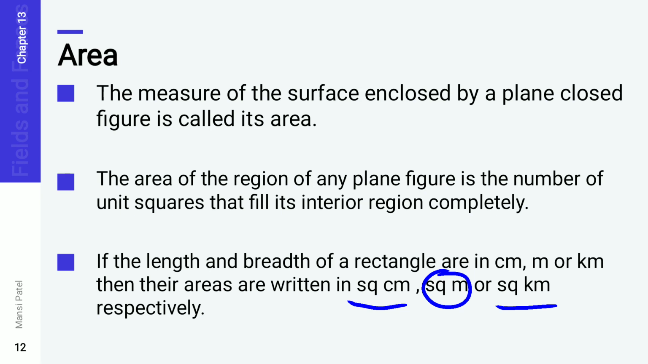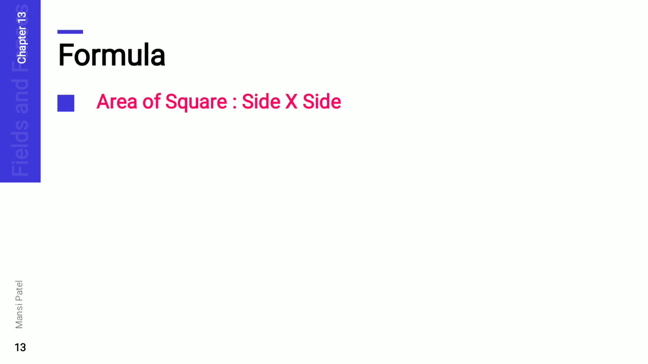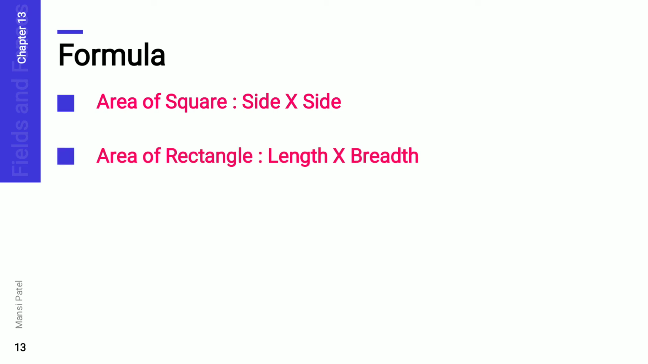Let us see with some examples. Some formulas to find out the area of square and the area of rectangle. So see here, this is the formula. If you want to find out the area of square, then what do you do? You just multiply the side. So we can say that the area of square is equal to side multiplied by side, and the area of rectangle is equal to length multiplied by breadth. These two formulas you have to remember.